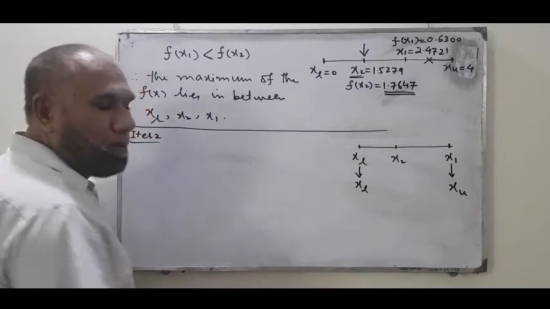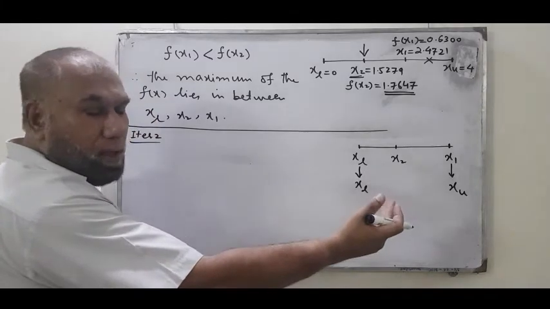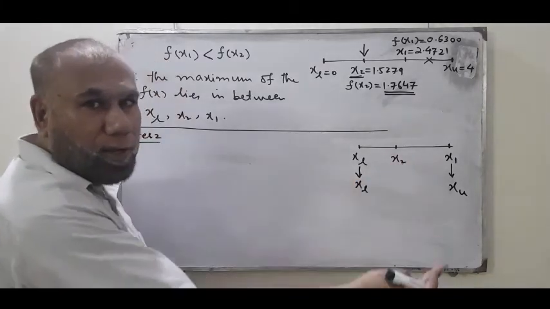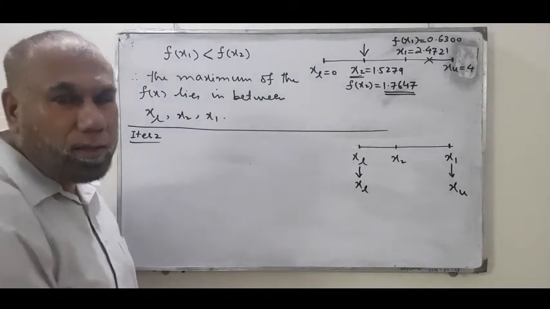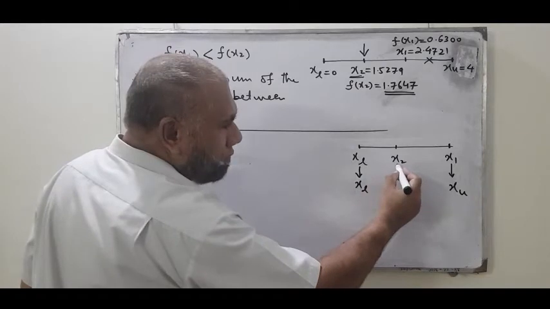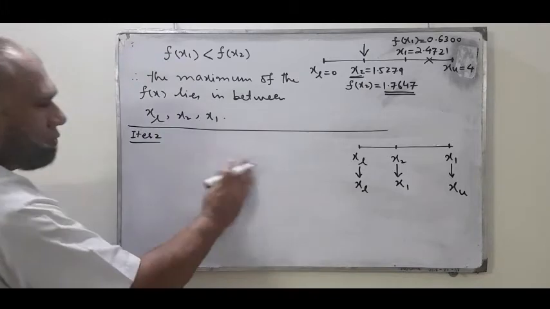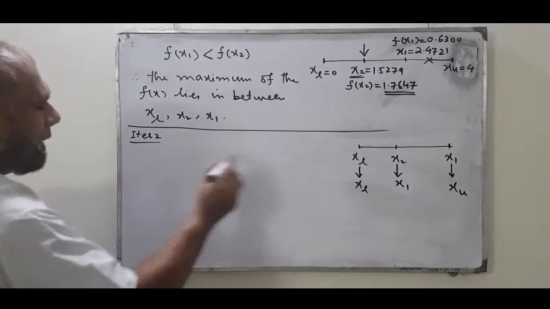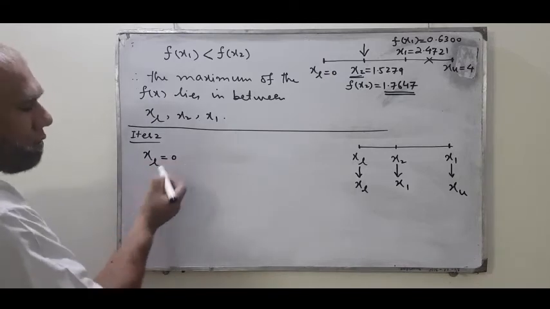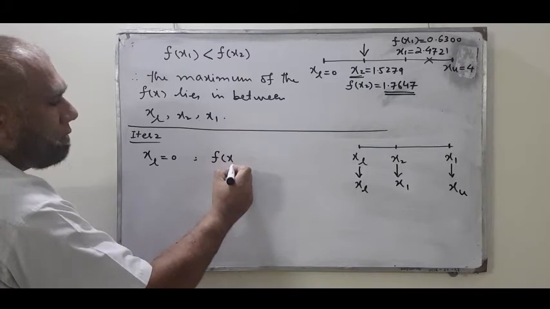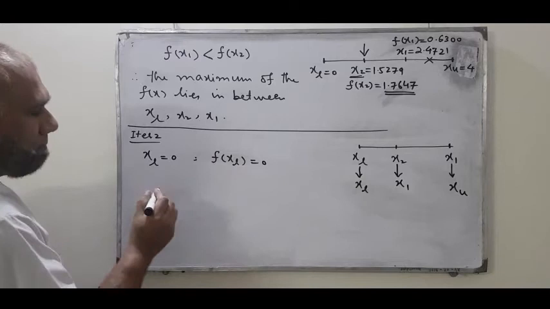And the middle point may be either x1 or x2. When it is x1, simply change it into x2, and whenever it is x2, simply change it into x1. So here it is x2, we can change it into x1. So now these are the changes. We are going to write it here. First, xl old is equal to 0, it is not going to change, and the function's value at xl is also 0. We have already calculated.